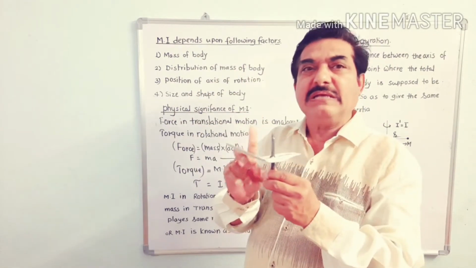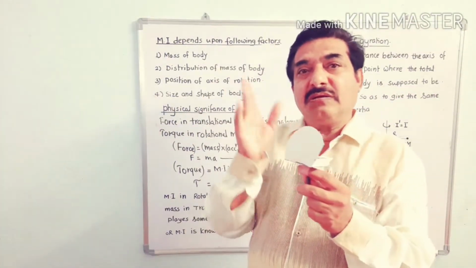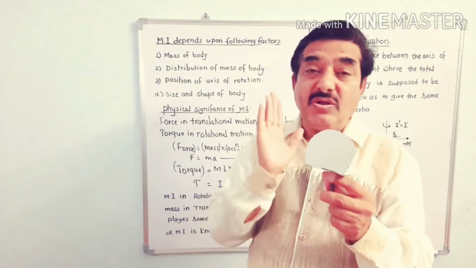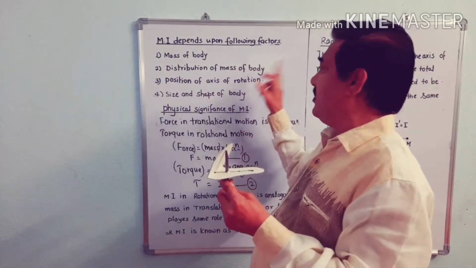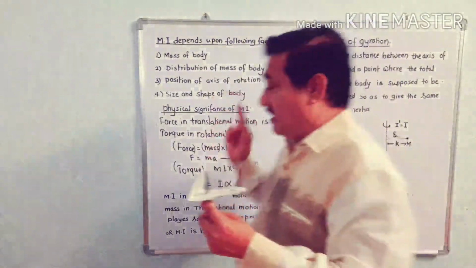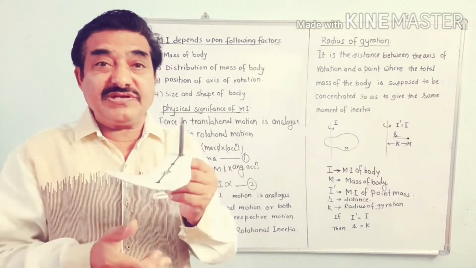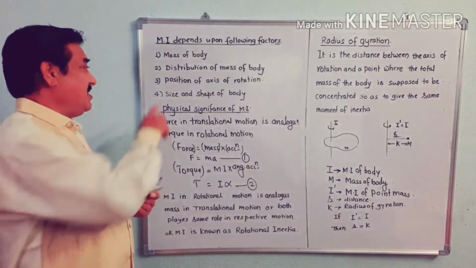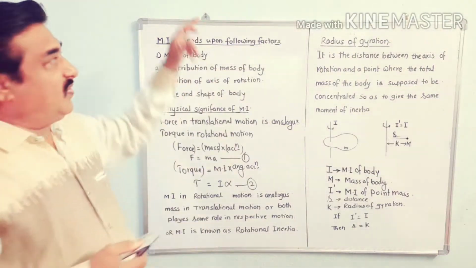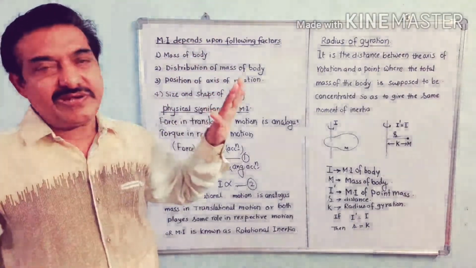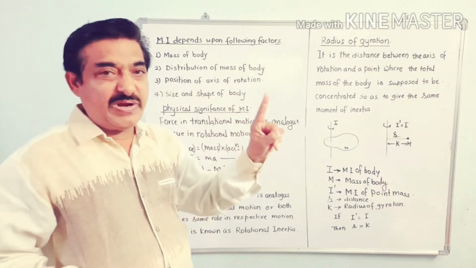1. Mass of the body. Second one, distribution of mass of the body. As we change the distribution, by remaining the mass same, then also its moment of inertia changes. It depends upon position of axis of rotation. As the position of axis of rotation is changed, the moment of inertia will change. And it depends upon size and shape of the body. So these are the four factors on which moment of inertia is changed. Out of these four factors, if any factor is changed, then there is a change in moment of inertia of the body.